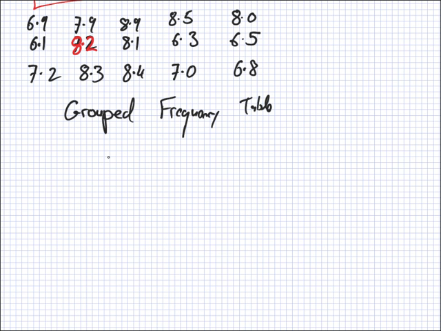So, the first thing we need to decide when we're grouping, it's good to see what the smallest value is and the biggest value, because this will help put a range on what we could have. So what is the minimum value here? 6.1. Okay, and the maximum? 8.9. Okay.